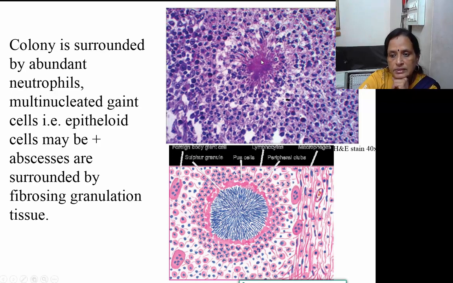Okay. This is a nice diagrammatic representation. Filamentous bacteria here, club-shaped structure surrounding, and a lot of pus cells. This is what you are going to draw in the record, and occasional giant cells could be there. This is a surrounding tissue which can show fibrosis in the later stages, foreign body type of giant cells. There may be epithelioid cells also. So fibrosing granulation tissue. The colony is surrounded by neutrophils, multinucleated giant cells, then epithelioid cells may be there, or macrophages, and then fibrosis.